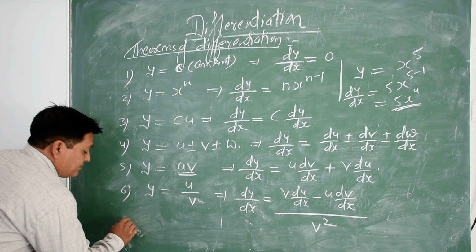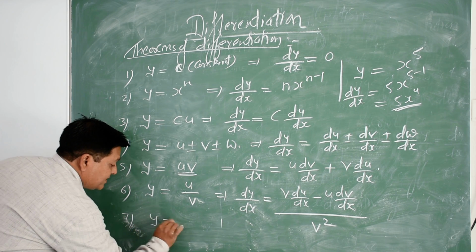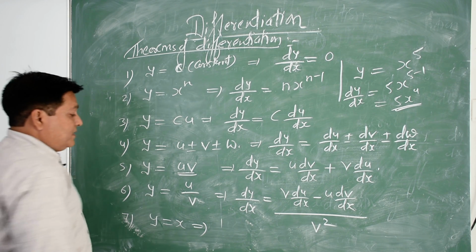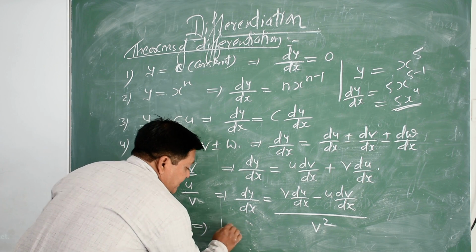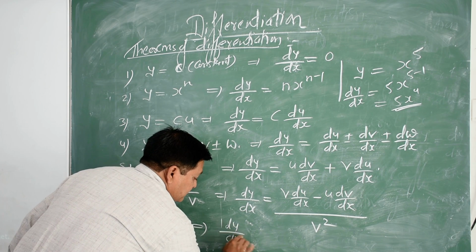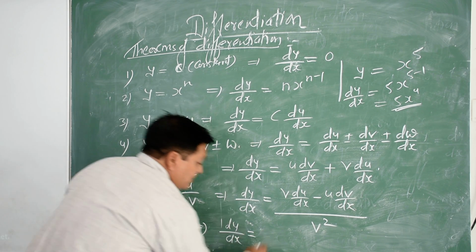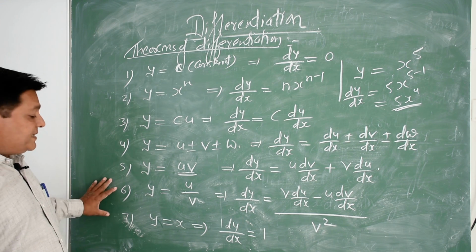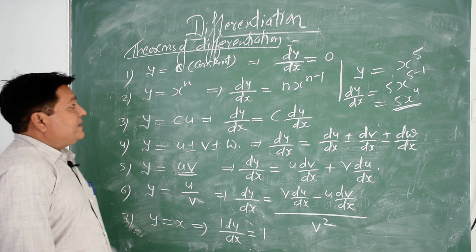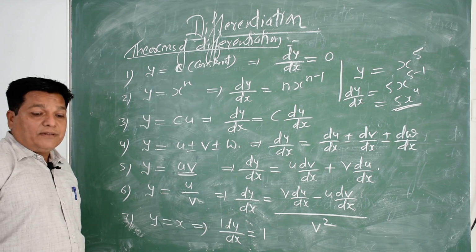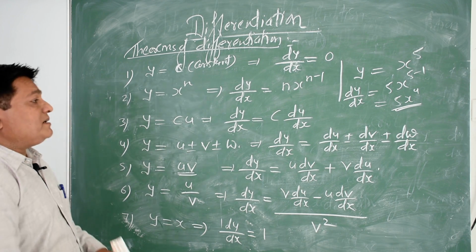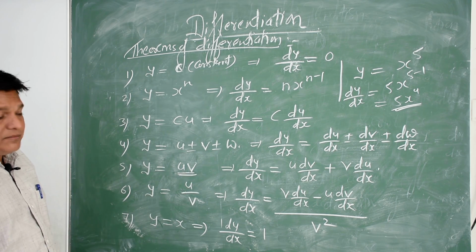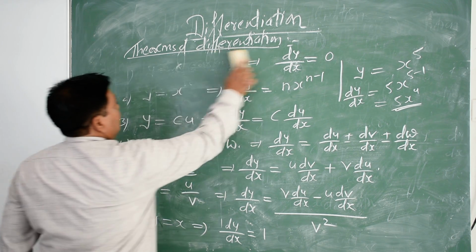Differentiation of any term x, suppose that if y is equal to x, then its differentiation will become 1. So we can write dy by dx of this x will become 1. Okay, this is 7th theorem. All of you please note down this, these are very important formulas and theorems related with differentiation. We are going to use this in solving the problems.